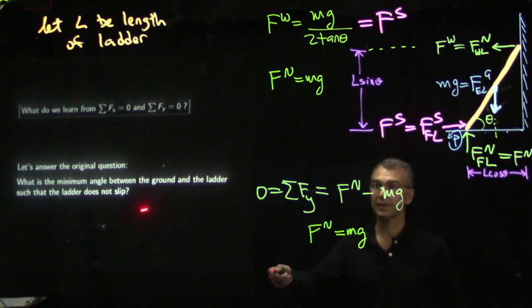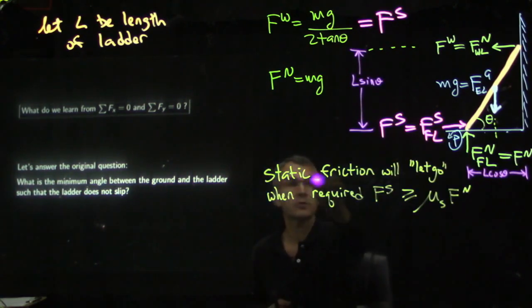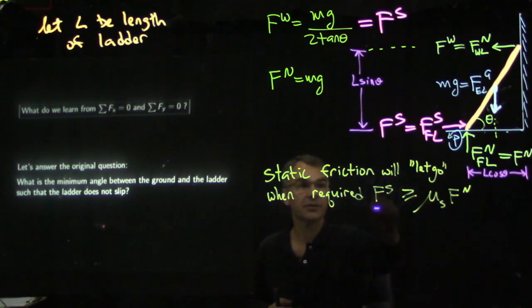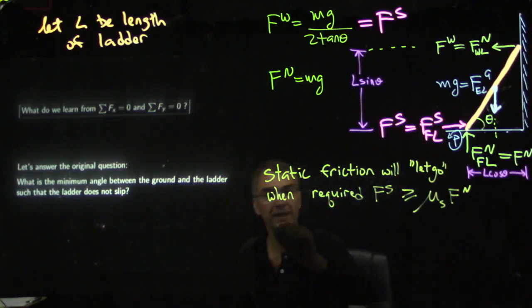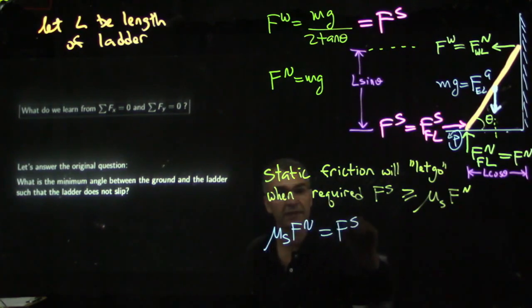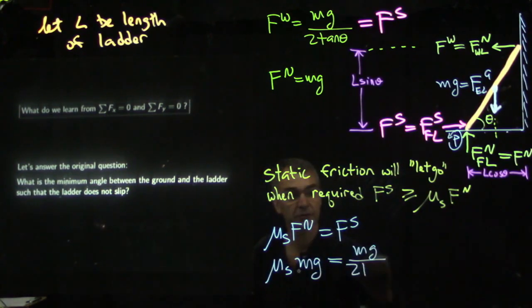Static friction will give out and let go when the required force of static friction is larger than mu static times F normal. So let's figure out where that happens. We want mu static F normal equals F static, which is just when that barely happens. So that's mu static mg equals mg over 2 tan theta.